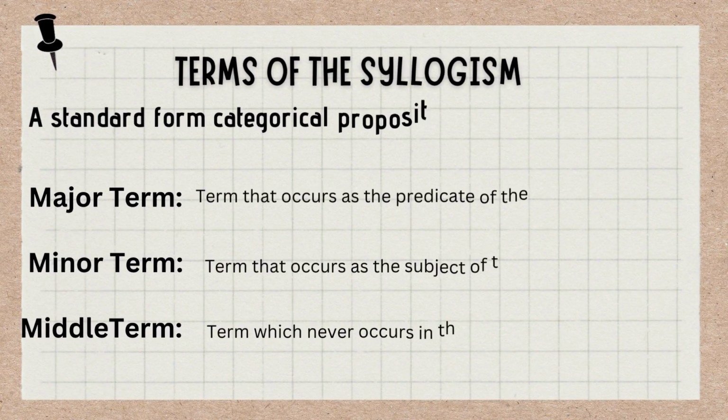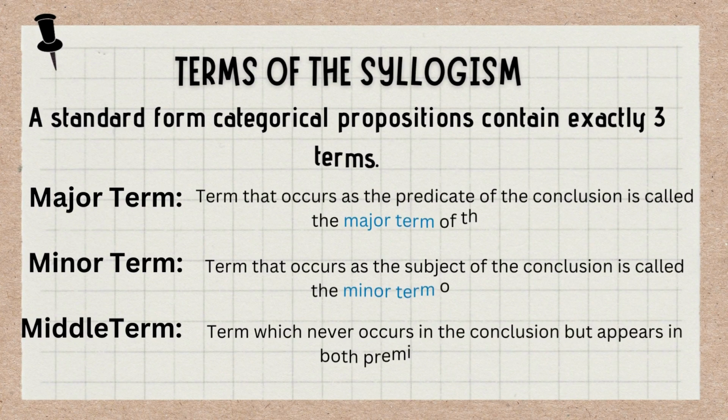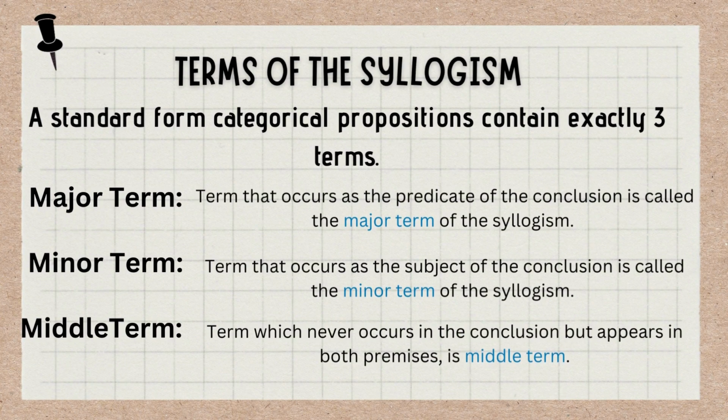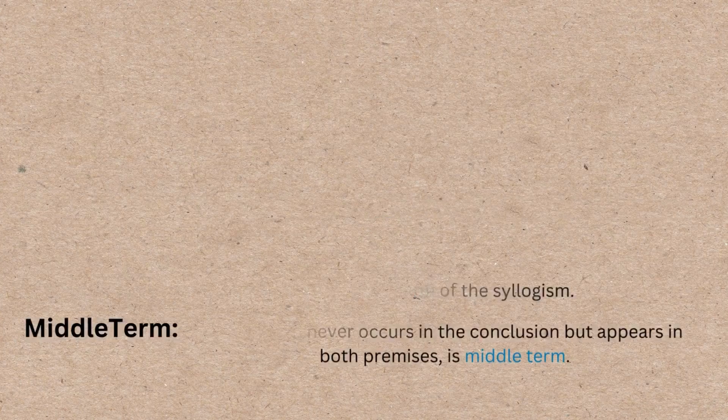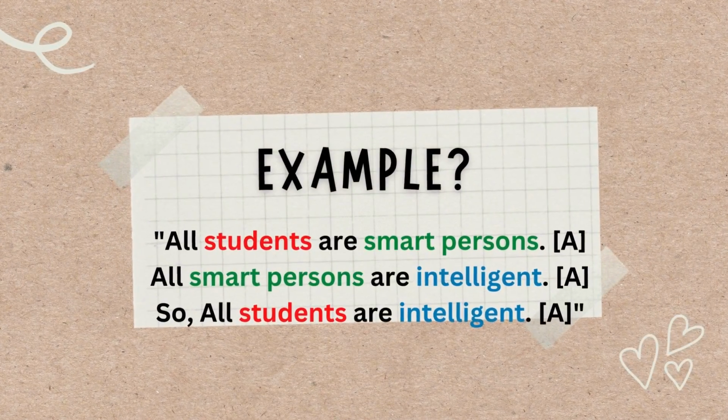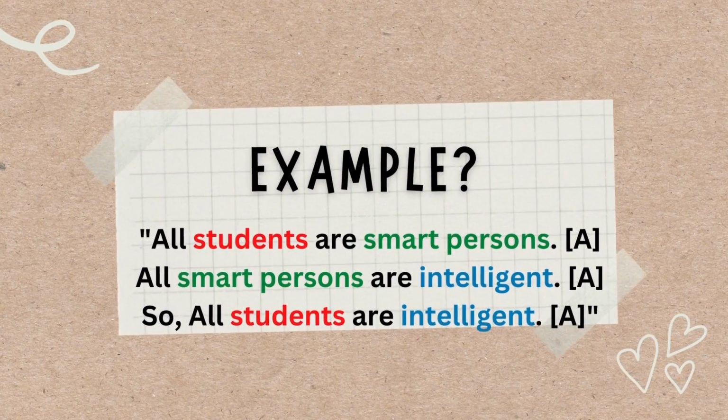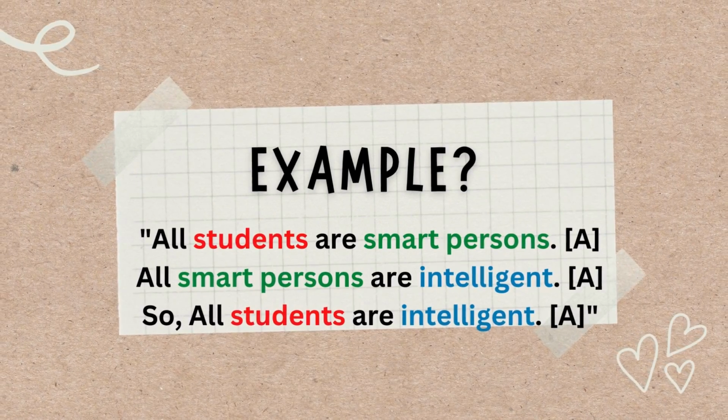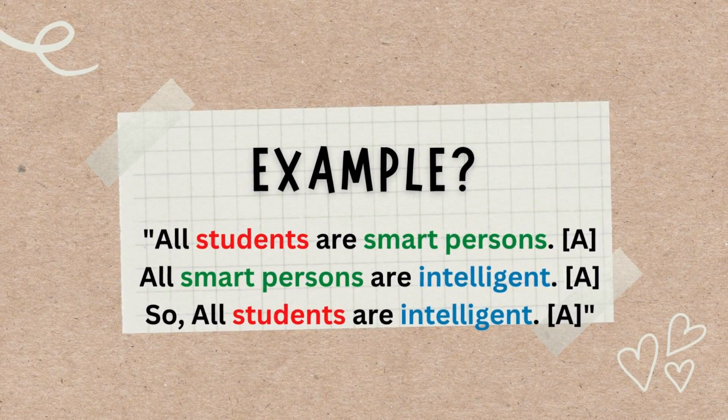Now the middle term never occurs in the conclusion but appears in both the premises. So the term which does not appear in the conclusion is smart person. But the term smart person appears in both the premises. So it is the middle term.